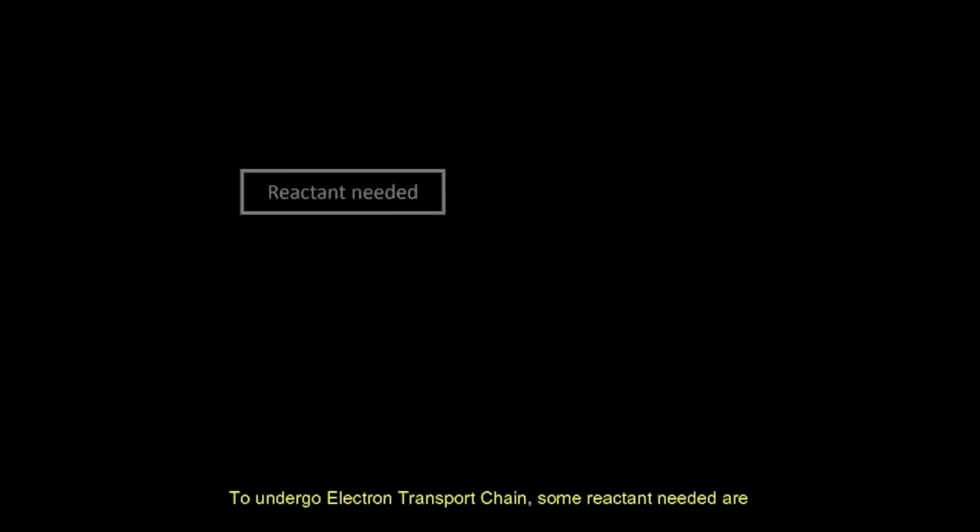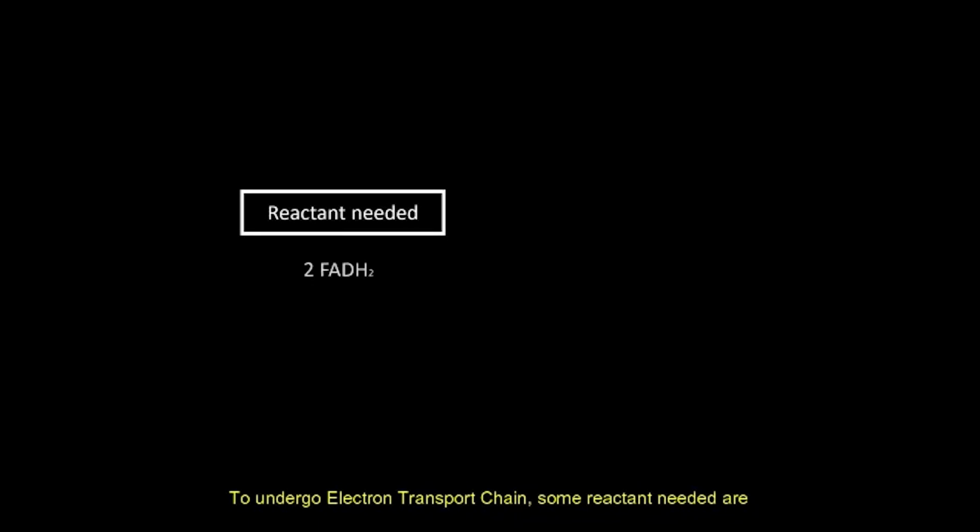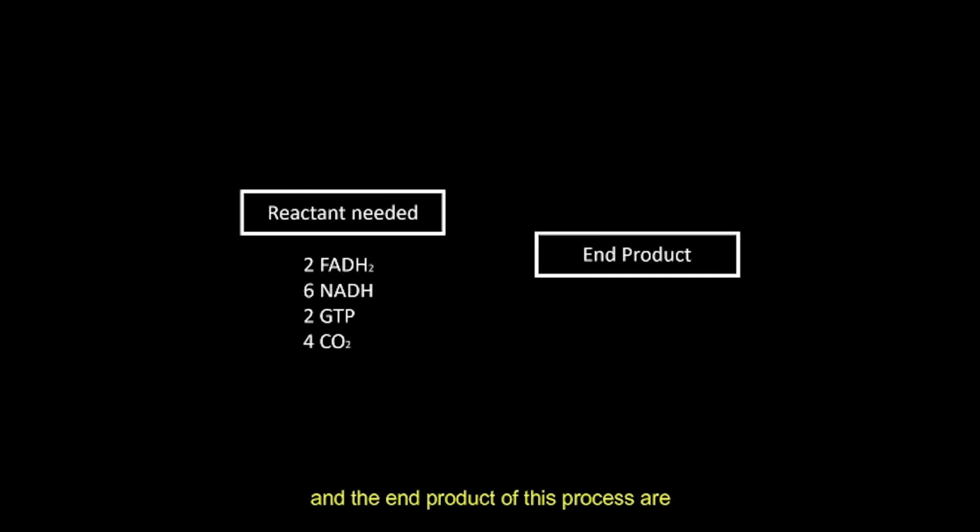To undergo the electron transport chain, some reactants needed are FADH2, NADH, GTP, and carbon dioxide. And the end products of this process are NAD+, H2O, and ATP.